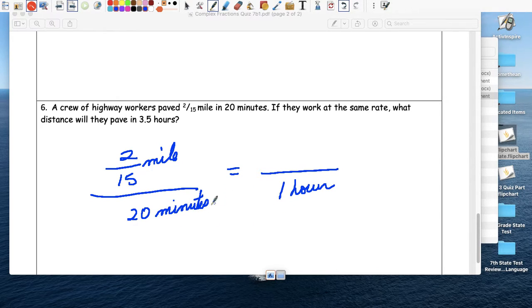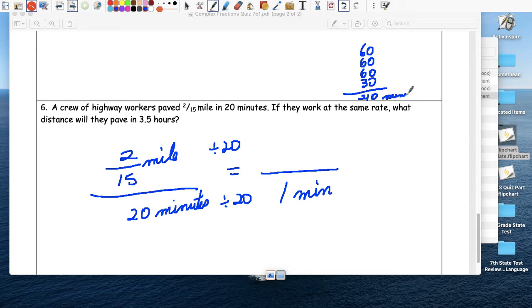In this case, if you divided this by 20, you would get the rate. Right, so let's say you decided the unit rate is divided by 20, divided by 20. Well, you would have to write 1 minute. So you would get how much they would pave in 1 minute and then multiply that by 3.5 hours. What's 3.5 hours? It's 60 plus 60, 3 hours and then 30, so that would be 210 minutes. You could have done it that way. You know what? Let's just do it that way.